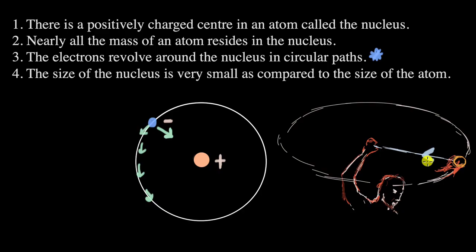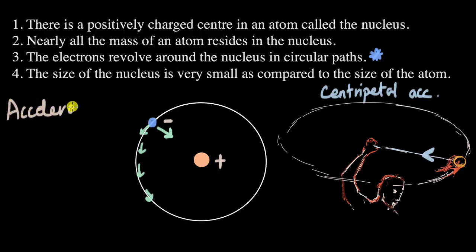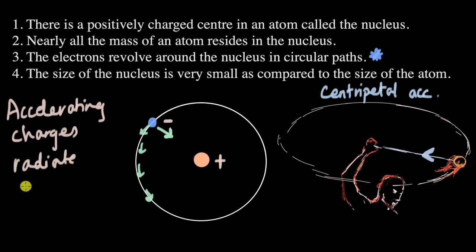So now every object undergoing a circular motion has an acceleration towards the center, and that acceleration is really called centripetal acceleration. The same is true for the electron moving in a circular path over here. Now, if a charge is accelerating, charges radiate energy. And what form of energy can they radiate? Well, they can radiate energy in the form of electromagnetic radiation, for example, radio waves, microwaves, and any kind of electromagnetic radiation.